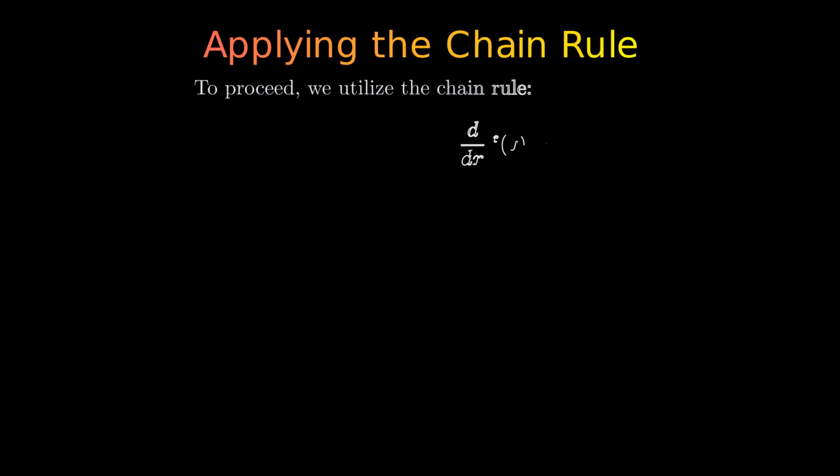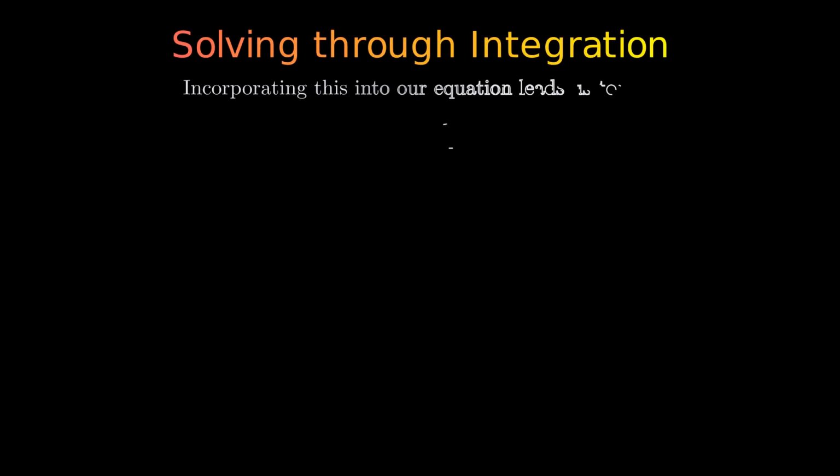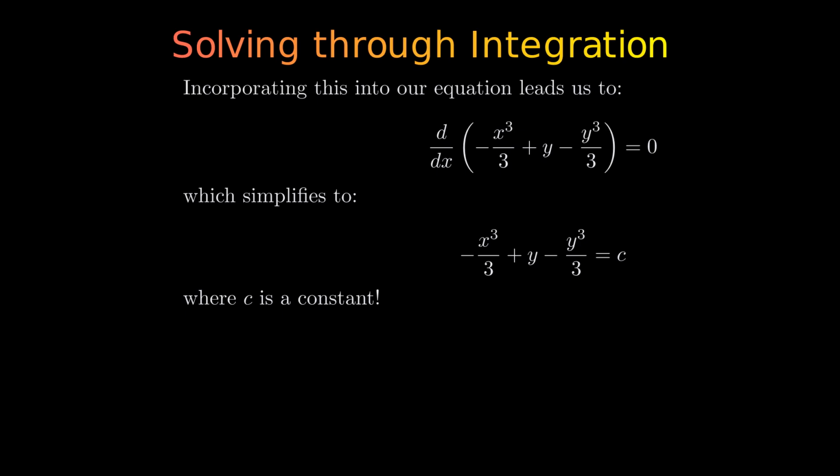To proceed, we utilize the chain rule. Incorporating this into our equation leads us to d/dx of (minus x squared over 2 plus y minus y squared over 2) equals 0, which simplifies to plus y minus y squared over 2 equals c, where c is a constant.